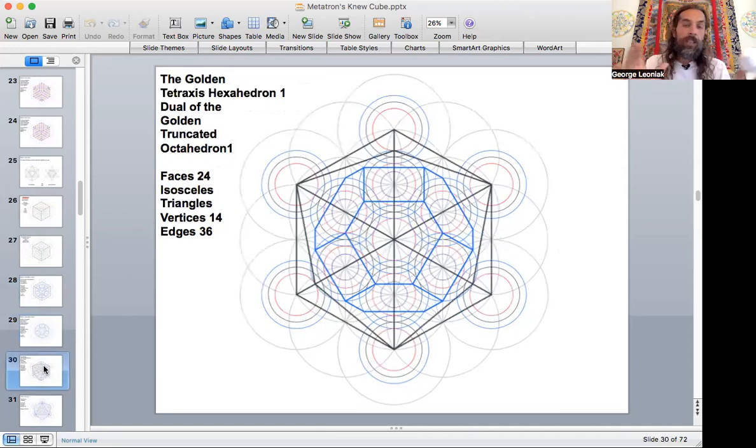And we can do the same types of things that we did with the regular one. Remember, I had the tetrakis hexahedron. The form for that one was this one right here. Remember that one? And that was related to this truncated octahedron with the regular hexagon. Well, we can do that same thing with this one. And I have that form right here.